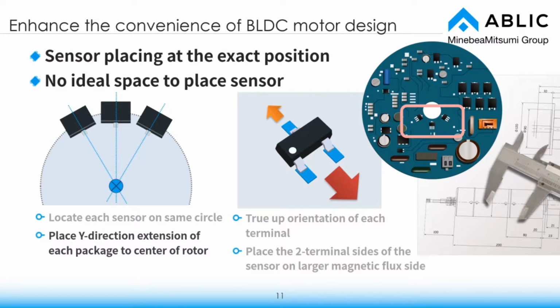That is, it's not necessary to place them on the same circumference, to align the direction of the terminals, or to place the two terminal side in the direction of high magnetic flux. You can obtain a sufficiently accurate sensor output signal simply by orienting the package in such a way as not to cause angular misalignment. This also frees the sensor placement constraints. If you consider only the sensor position with respect to the angle, you can obtain the same output no matter where it is placed on the radial extension, although it is limited to locations where sufficient magnetic flux can be obtained.